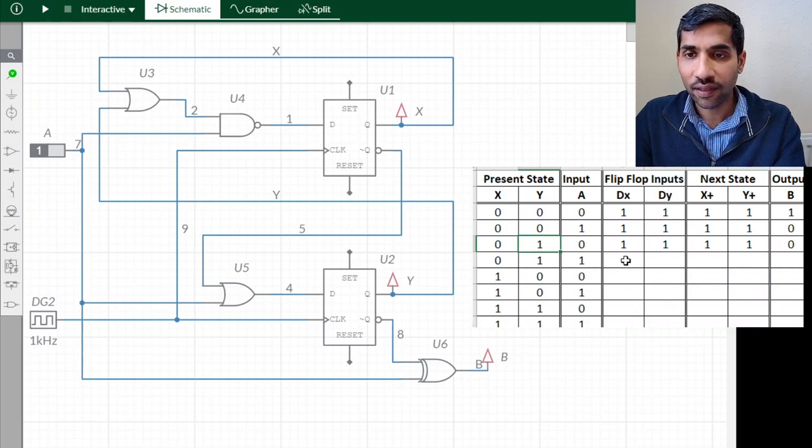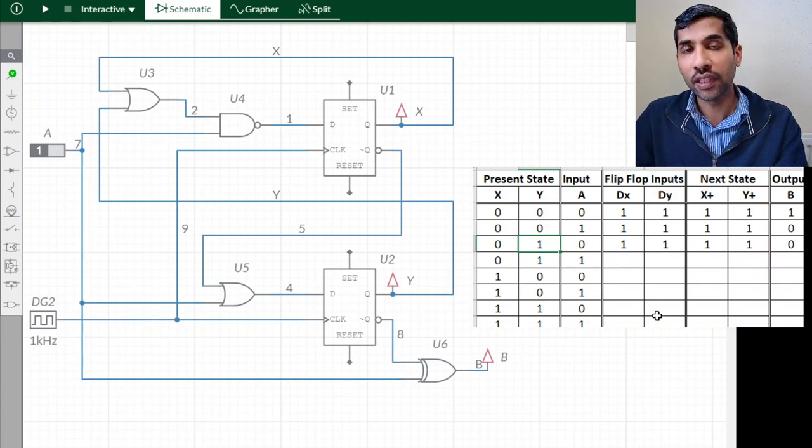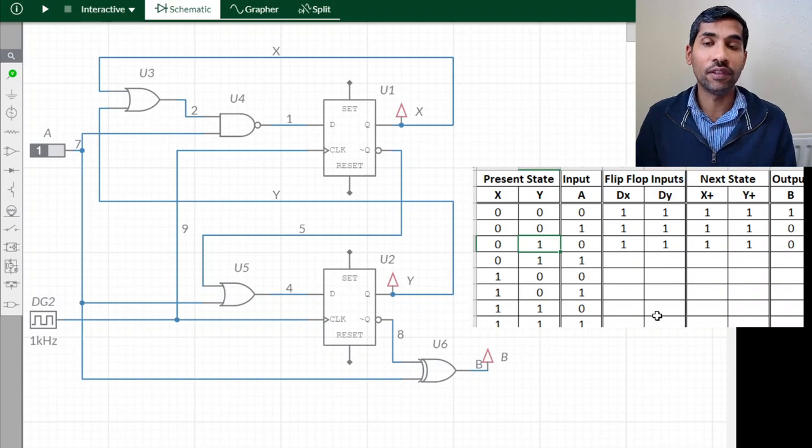Okay, and maybe instead of filling up the table on the video, I will let you work this out, and I'll put a solution below this video which you can check out and see whether you got your table right or not.